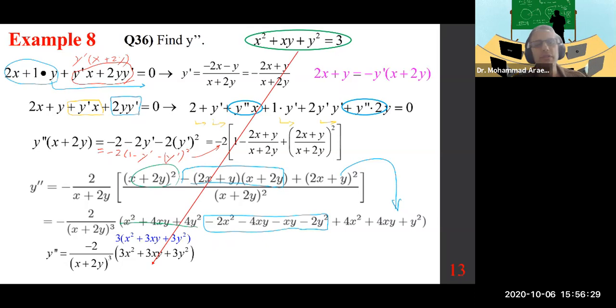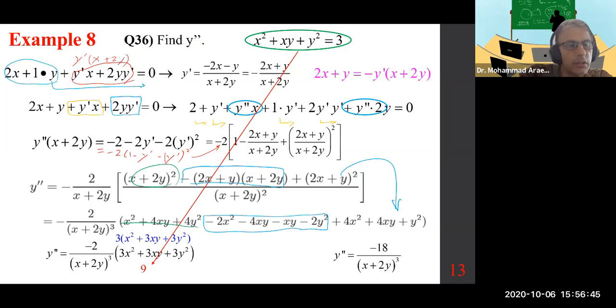So I can replace this with what? Number 3. And so this becomes 3 times 3 or 9. And here's the final answer. So I want to repeat that. I want to make sure everybody understands what happened here.